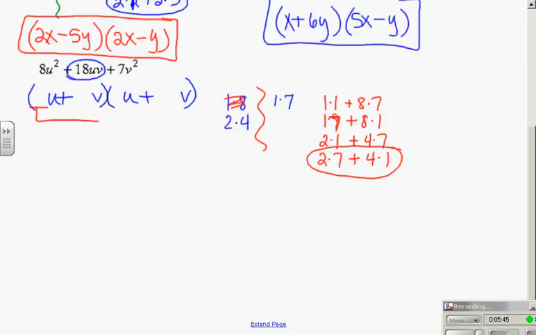Now, be careful to put your factors of 8 with the u's and your factors of 7 with the v's. So I need 2 times 7. So a 2 has to go by the u.